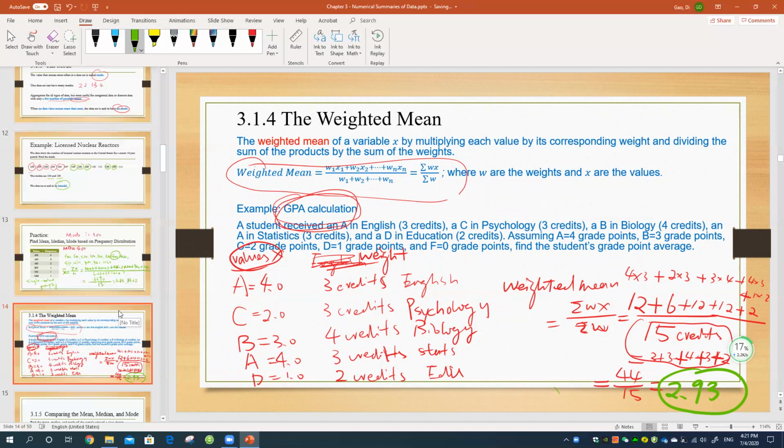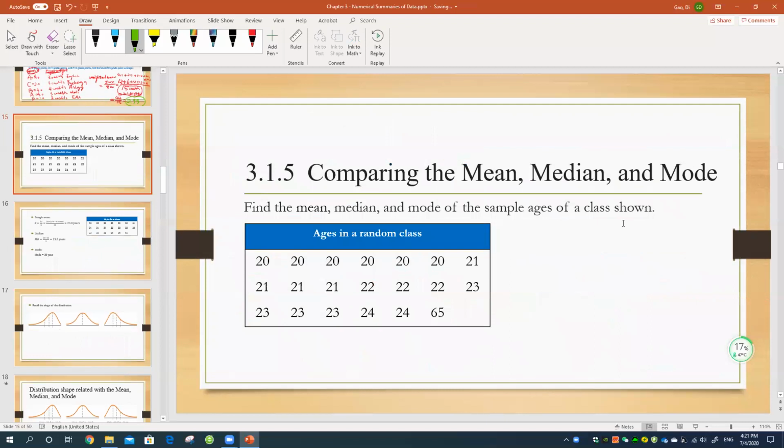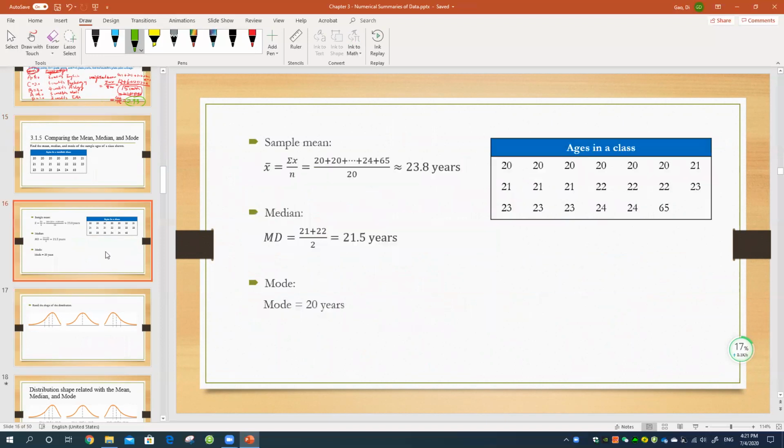Okay, part 4, the weighted mean. And then now let's look at how to compare the mean, median, and mode. Still for this data set, we want to find the mean, median, and mode. The data set is for ages in a random class. So the sample mean, we calculate it to be 23.8, the median is 21.5, and the mode is 20. You can practice the problem yourself and then compare with this answer.